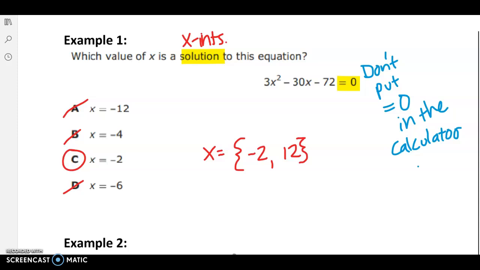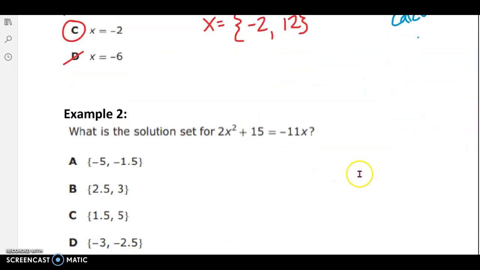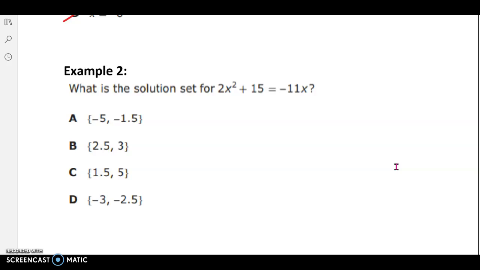So all we did was graph it, guys. Just don't forget, don't put the equals 0, okay? So now let's go to example 2. Very similar, except that we have to get 0 on the right side first. So you need to move this over to the left.